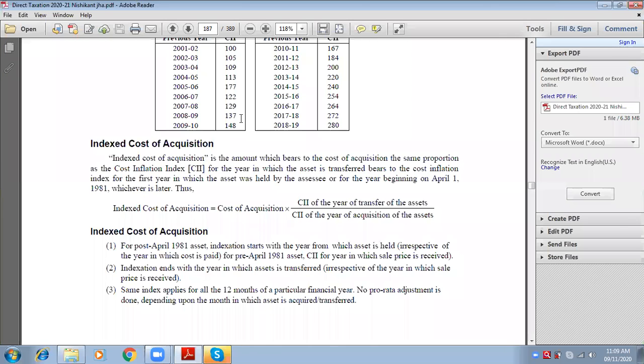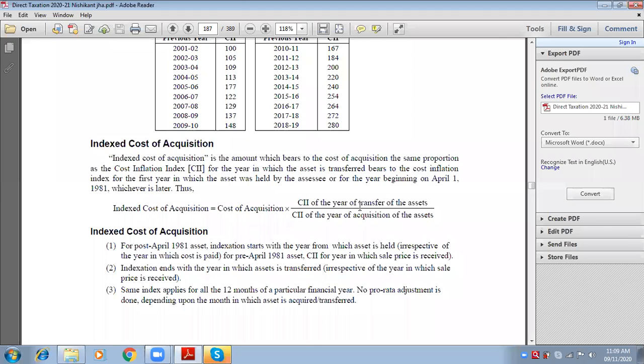Okay, so look at the formula of indexed cost of acquisition. First you have to take the cost of acquisition and multiply it with CII, that means Cost Inflation Index, which will be available in the question. Suppose the CII of the year of transfer is 1819. Year of transfer means when you are transferring your asset.